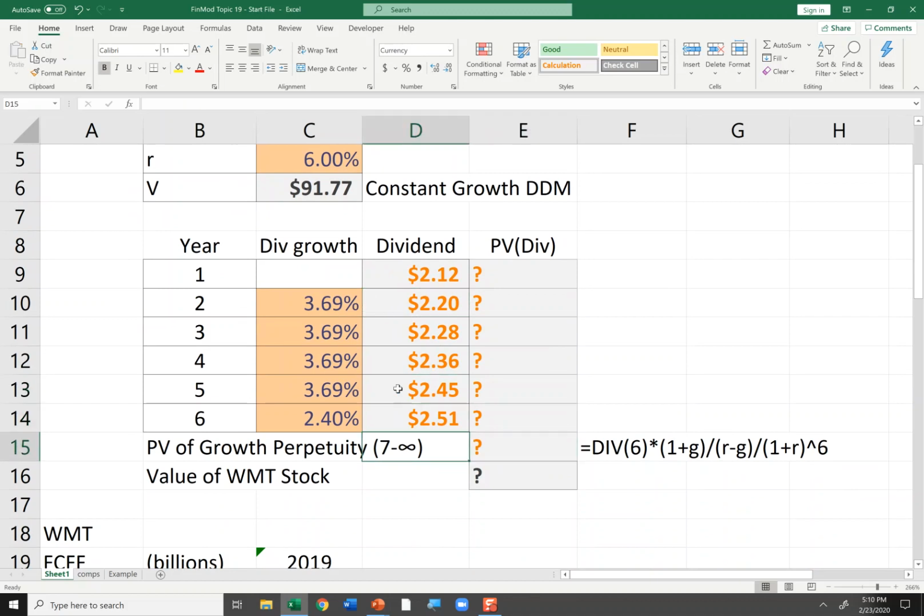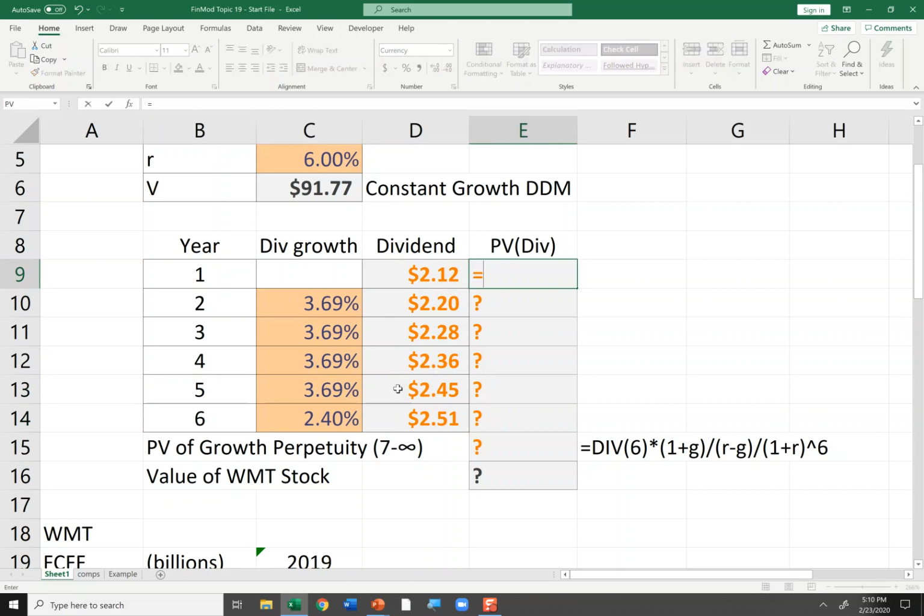And then I'll make an assumption. Looks like I made an assumption that actually the next 5 years, years 2 through 6, will grow. Years 2 through 5 will grow at 3.69%. And then starting in year 6, I'm going to grow it at 2.4%. And then it's going to grow at 2.4% forever. So again, the dividends are going from 2.12 to 2.51 from year 1 through 6 years from today.